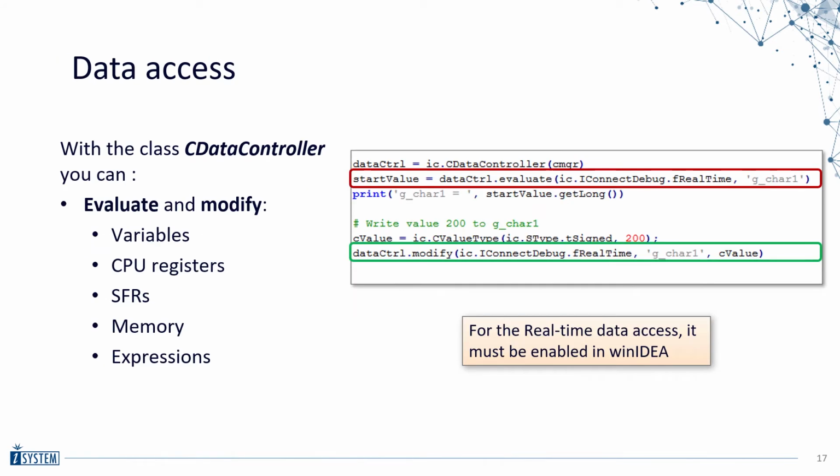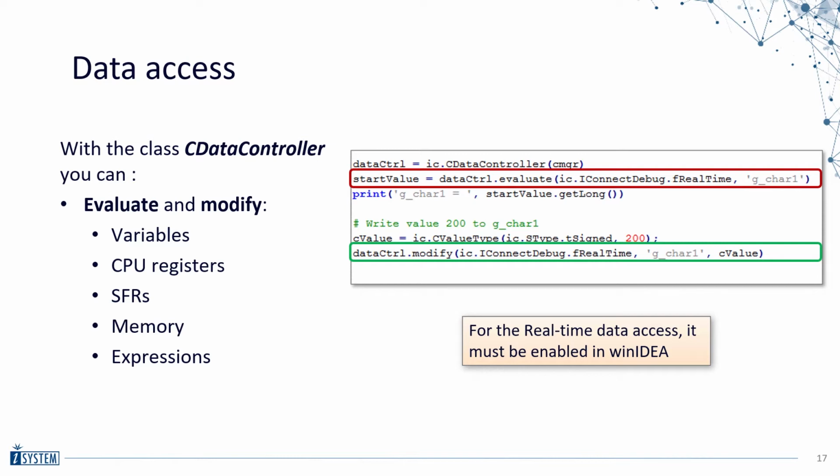With the data controller, you can evaluate and modify variables, CPU registers, special function registers, raw memory, and C expressions. Most modern CPUs support real-time data access. It is important to check if real-time access is enabled in the WinIDEA configuration. Memory access can be performed when the CPU execution is stopped. This is so-called monitor data access.